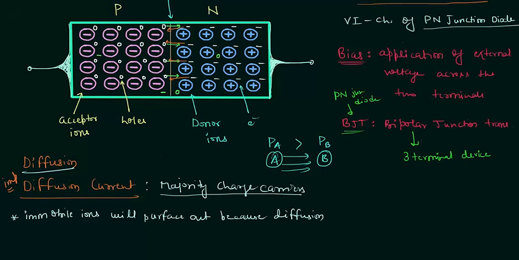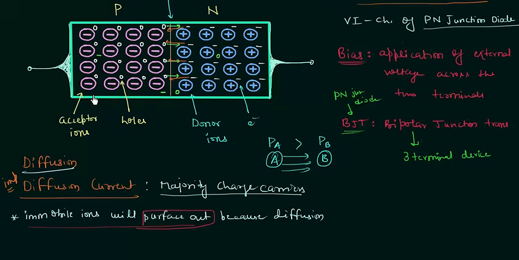Now what do we mean by immobile ions surfacing out? Surface out is nothing but uncovering of immobile ions. These acceptor ions and donor ions are immobile ions because they are fixed, they are not moving, and when we uncover them, we say immobile ions have surfaced out, because initially electrical neutrality was maintained.